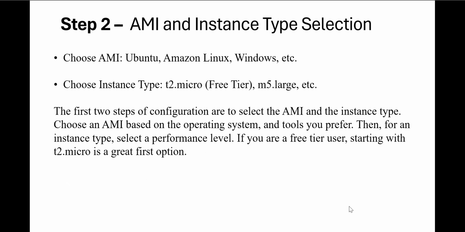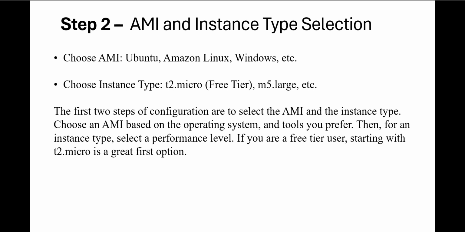In the next step, AMI and instance type selection. We have two options to select: AMIs and instance types. Choose AMIs such as Ubuntu, Amazon Linux, Windows, etc. And choose an instance type. We already discussed this in part 1: T2, M5, and P3, for example P3 extra large. These two steps of configuration select the AMI and the instance type.